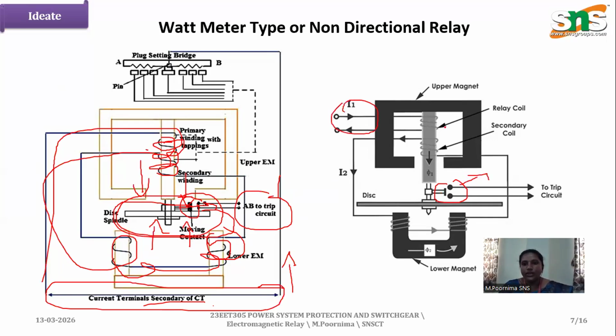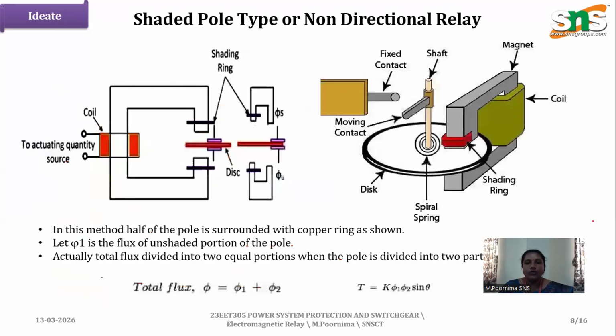Here we have a current coil. Once the coils get energized, what happens? Flux phi1 is produced and flux phi2 is produced. So both the fluxes start moving the aluminum disc. It's like a wattmeter type.